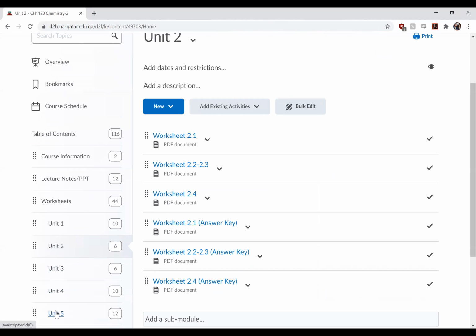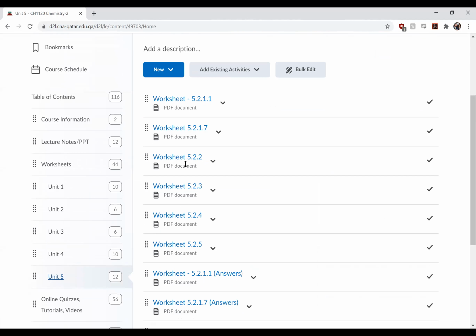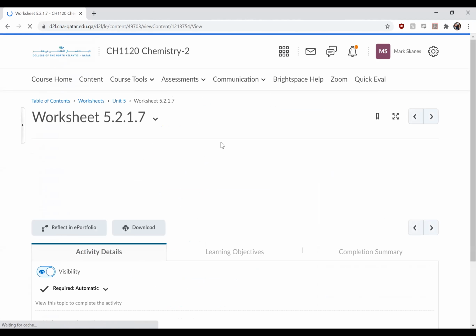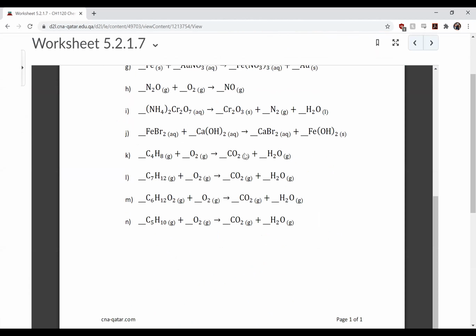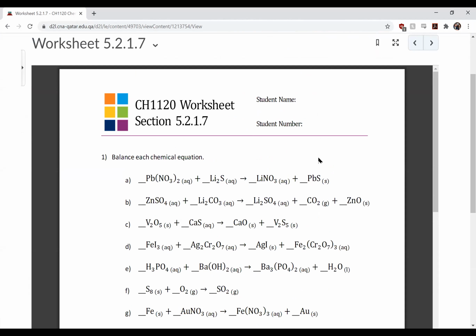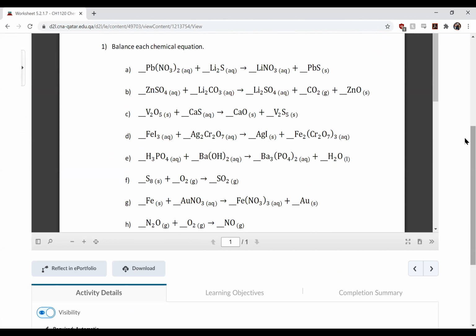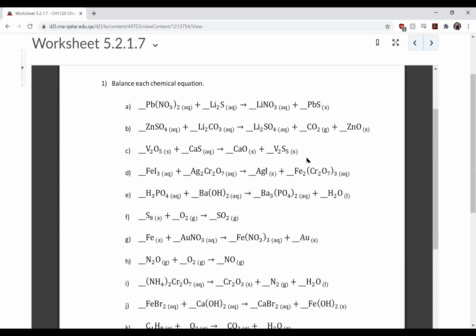And worksheets, and we'll pick unit 5. Now, I don't know which worksheet is which, so let's just try this one. I'll pick a random one, 2.17. Let's see if this is balancing. Yep. So here you go. This is a very good worksheet. This is a lot of practice on balancing. So this is worksheet 5.2.17. This obviously is shared online with the answer key.